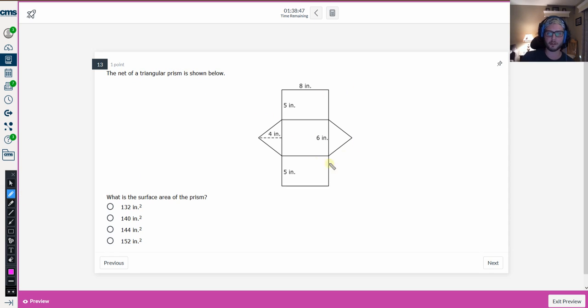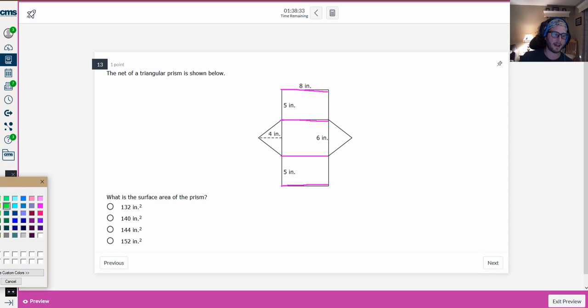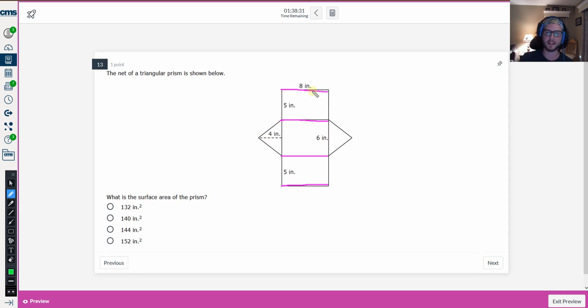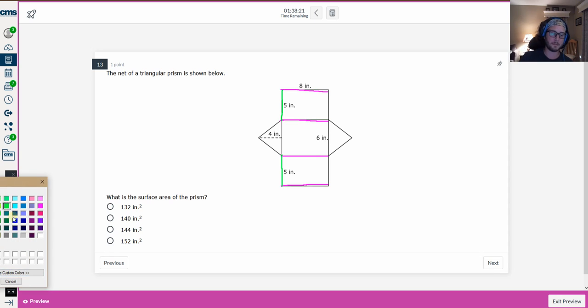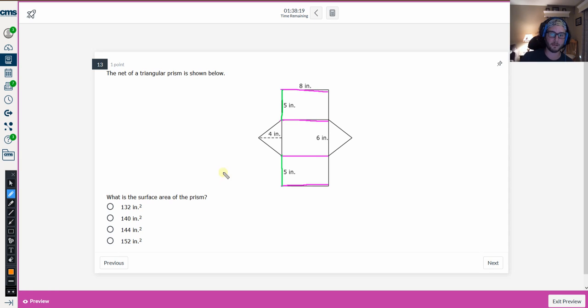So our triangular prism, it looks like each of the rectangles is going to have a width of 8. So all of these pink lines that I am drawing are 8 inches long. And then let's have some green lines to represent the height of some of them. This rectangle and this rectangle will have a height of 5 inches. But the middle rectangle is different. The middle rectangle, this orange line, is going to have a height of 6 inches.